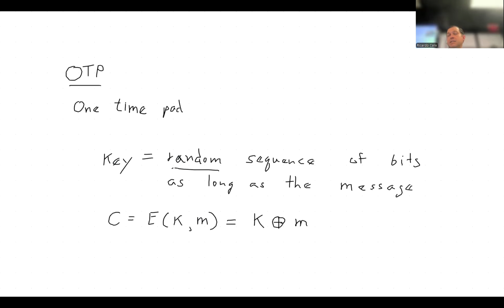The problem with that is that it's not practical. So we have to start making some compromises, and that's going to lead into block ciphers, the first example that we're going to use, because we are going to perform the same operation, but the key cannot be as long as the message.